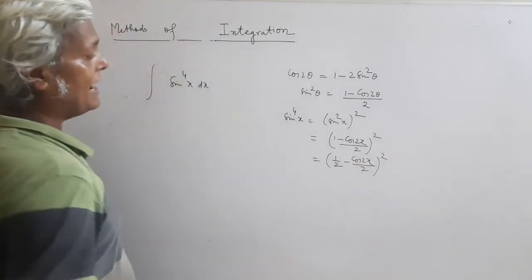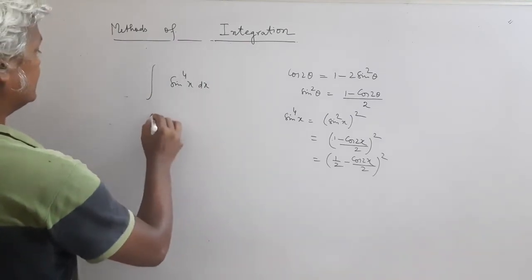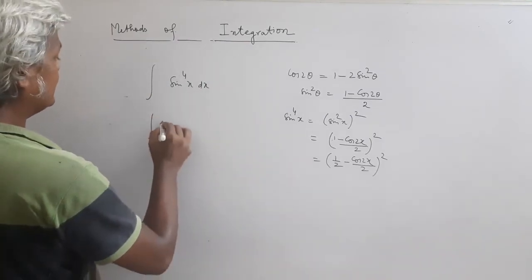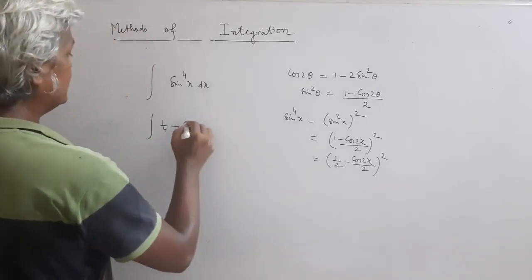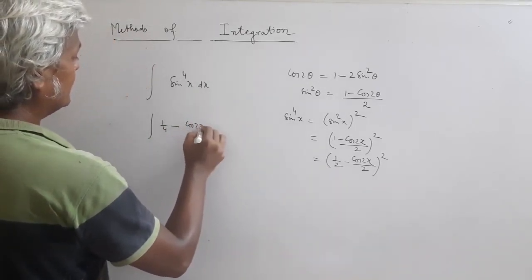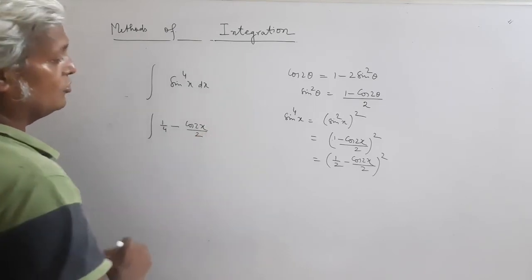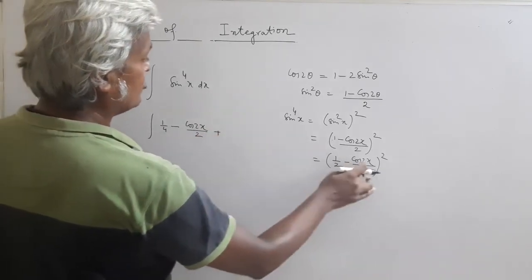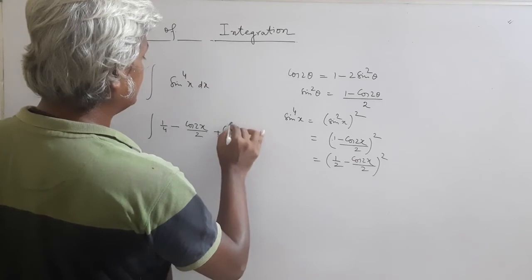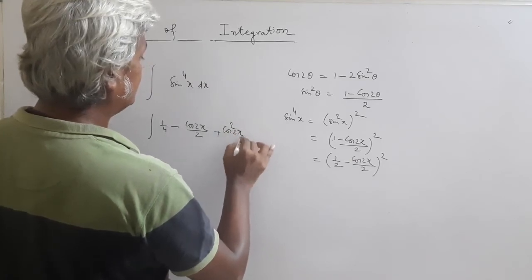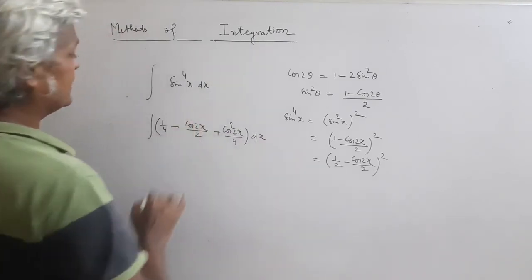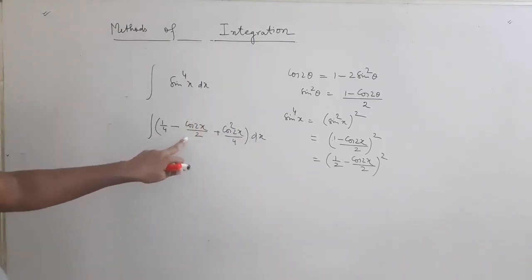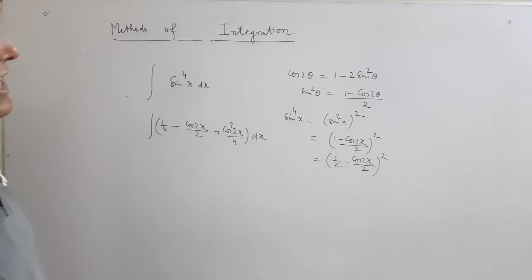So if you expand this, then what are you going to get? 1 by 2 square is 1 over 4, minus 2 times this into this, which is just cos 2x over 2, plus the square of this, that is cos square 2x over 4, and this is dx. Now you see this one is integrable, this is integrable, this one is not. So how can you convert this into integration form?